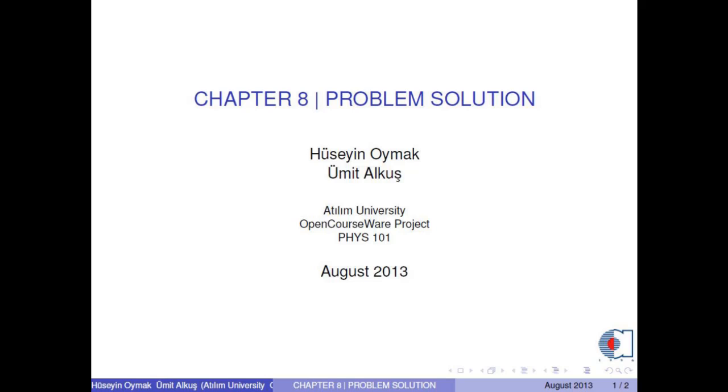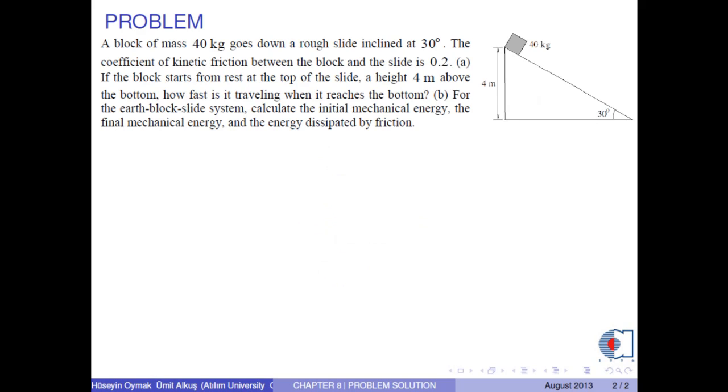In this video, we will solve one problem in Chapter 8. A block of mass 40 kilograms goes down a rough slide inclined at 30 degrees. The coefficient of kinetic friction between the block and the slide is 0.2. A. If the block starts from rest at the top of the slide, a height 4 meters above the bottom, how fast is it traveling when it reaches the bottom?